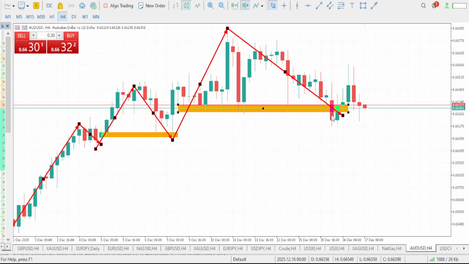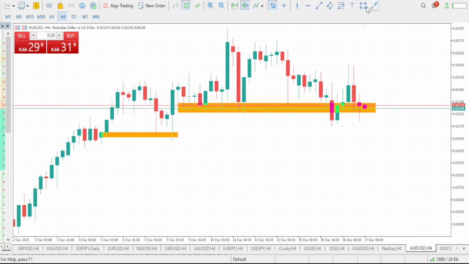Now, if you zoom in, you see that the market is at a multiple rejection level, a multiple crucial level here. So we had multiple rejections here. We also had multiple rejections here, and then here we had a rejection. So the market is back to this level. So we are now expecting a rejection from this level on our AUDUSD.